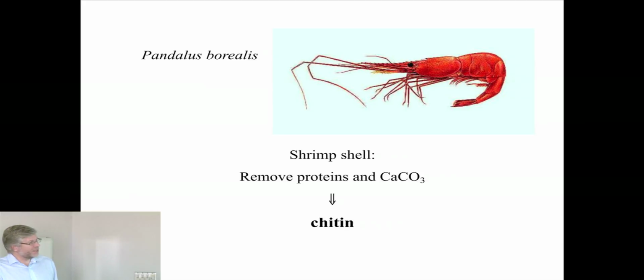Another source of chitin is some fungus that you can grow in the lab, but they produce very small amounts of chitin. But it may be very important in biotechnology.